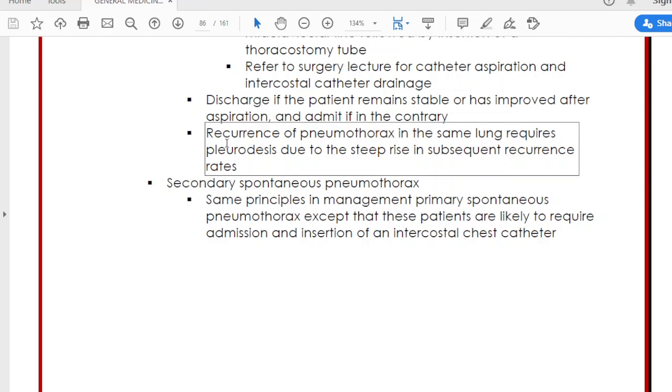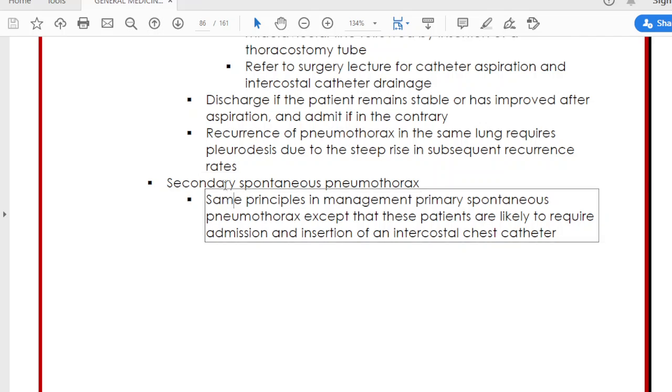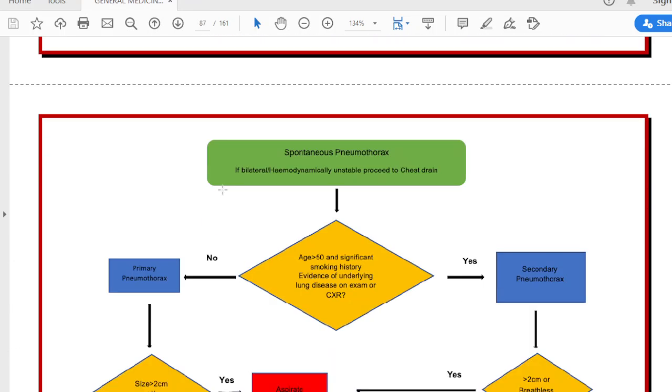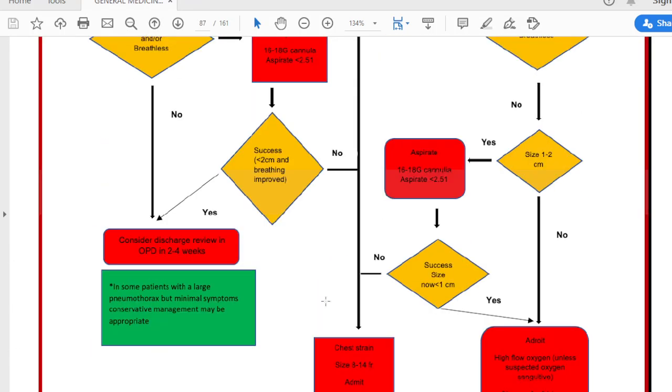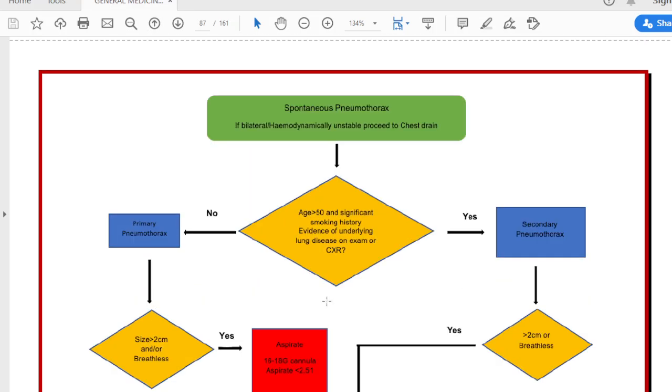Recurrence of pneumothorax in the same lung requires pleurodesis due to the steep rise in subsequent recurrence rates. Secondary spontaneous pneumothorax. Same principles in management as primary spontaneous pneumothorax, except that these patients are likely to require admission and insertion of an intercostal chest catheter. Figure 1. Management of pneumothorax.